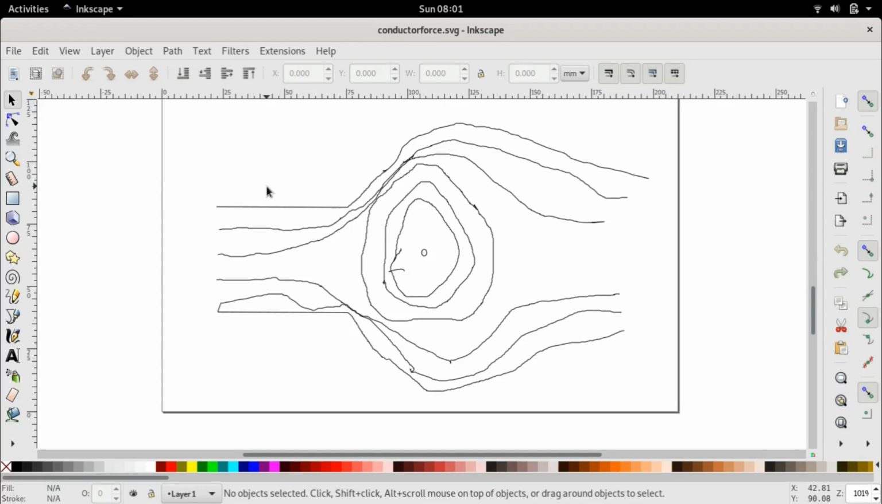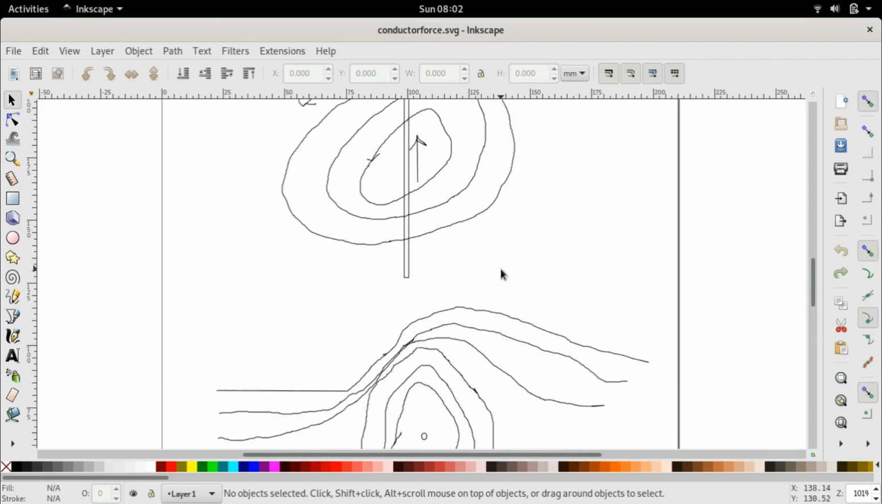Hello everyone and welcome back to this next lecture in the machine simulation series. This is where we had left off last time, where we were trying to draw the magnetic lines of force produced due to the interaction between two magnetic lines of force.